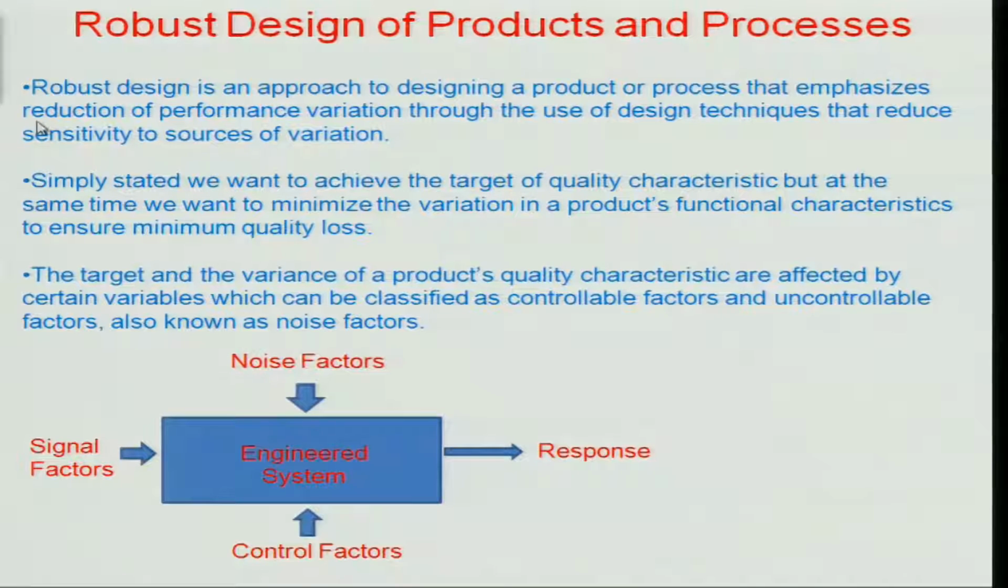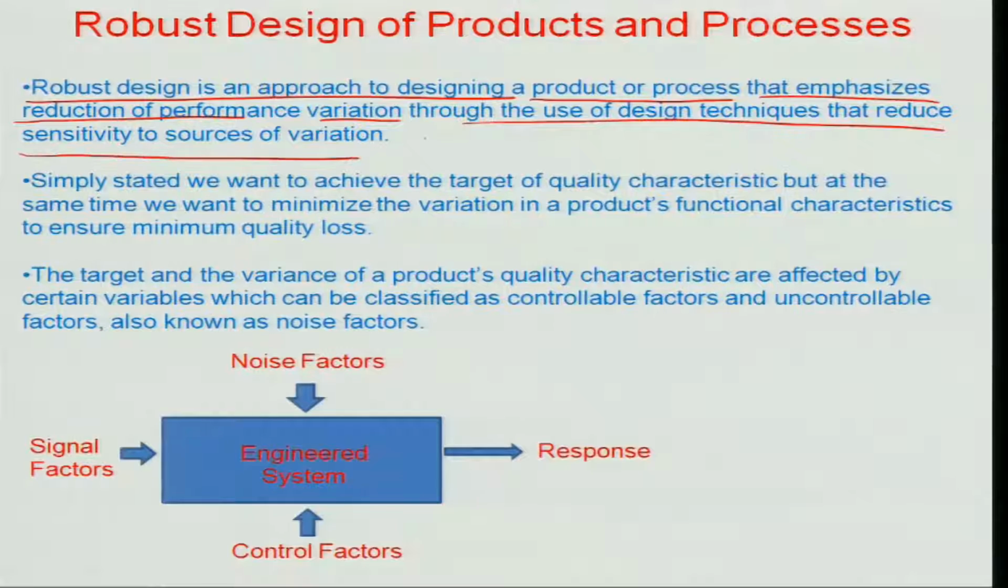So robust design is an approach concerned with designing a product or process that emphasizes the reduction in performance variation through the use of design techniques that reduce sensitivity to the sources of the variation. Here is an engineered system, for example, and there are different factors applied to it. The input factor is also known as the signal factor, which is by and large dependent on the user of the system, and because of the signal factor, the engineering system gives a response or an output of a particular type which the engineered system is supposed to give.